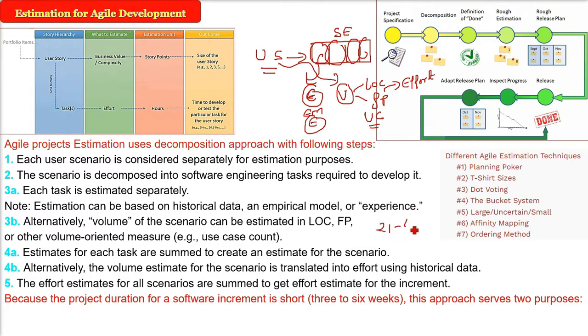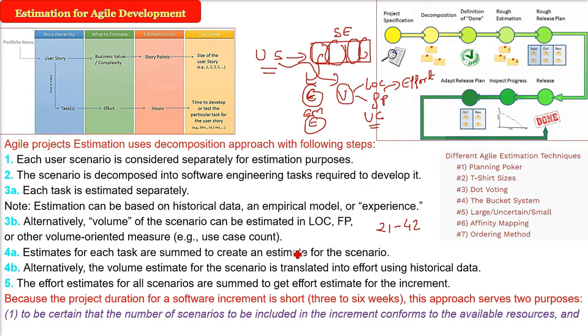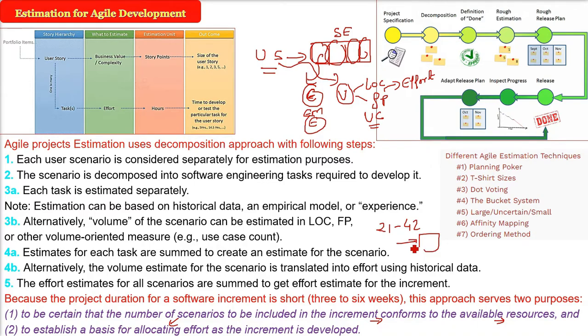Because the project duration is around 3 to 6 weeks, this approach serves two purposes. To be very certain that the number of scenarios to be included in the next increment conforms to the available resources. Along with this, to establish a basis for allocating the effort as the increment is developed. Okay, so this is how we do the estimation of Agile development. There are multiple methods.